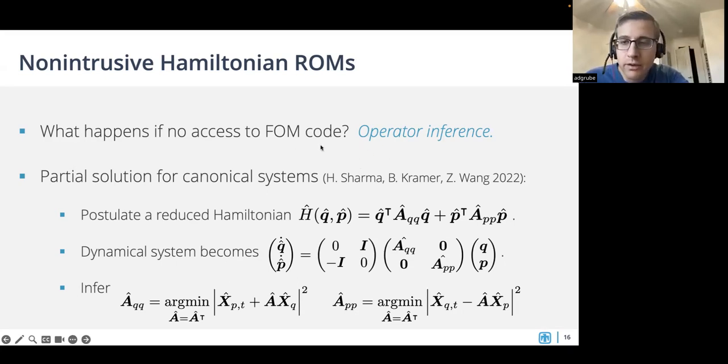What we noticed is that people have figured out how to do this for canonical systems in a mostly satisfactory way. There's work, again by my collaborators, Yu Wang and Boris Kramer and Harsh Sharma from last year, which, if you have a canonical Hamiltonian system, does a pretty good job. So essentially, the problem to solve is, given a canonical Hamiltonian system, I have only snapshot data, and I want to construct a reduced model which gives me good approximate solutions to that system, even if I can't go in there and actually touch the full order code.